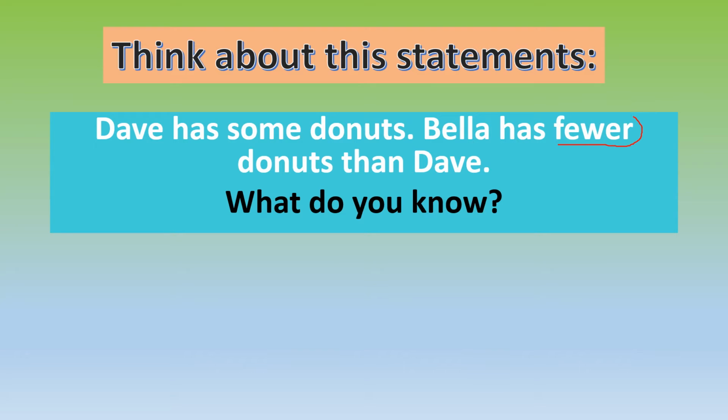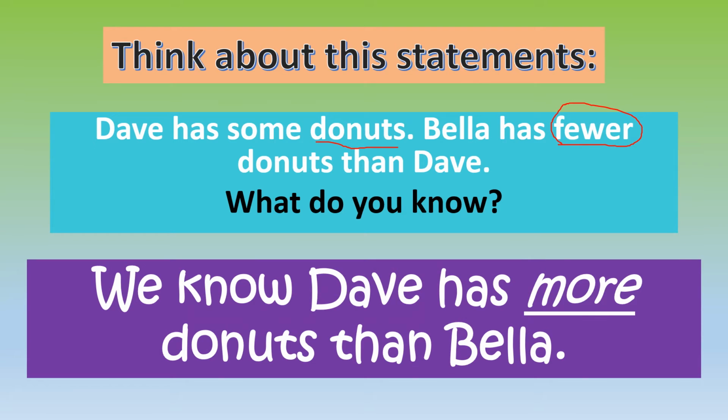The word fewer is here. It has some, it does not tell us how much. So I didn't put a number because many times you will just go and grab the numbers like I told you, right? So I'm going to start with this. Dave has some donuts. Bella has fewer donuts than Dave. So what do we know? We know that Dave has more donuts than Bella. How do we know that? Because it's telling us here fewer means less. So you see, I'm doing this without the numbers because some of you will just go to the numbers.